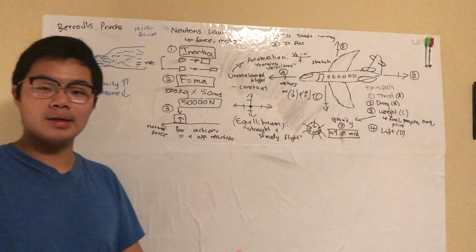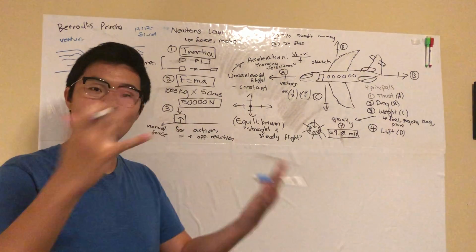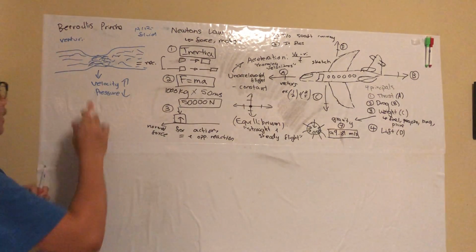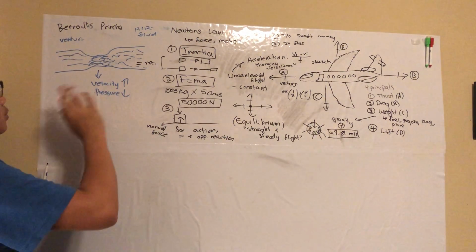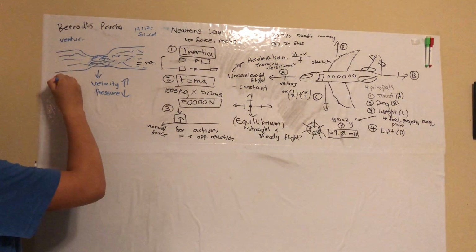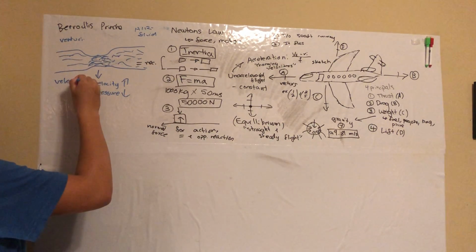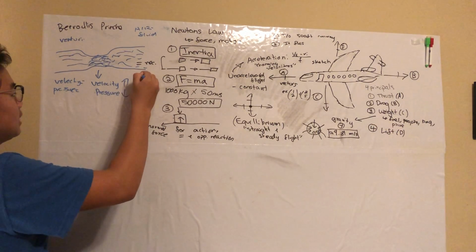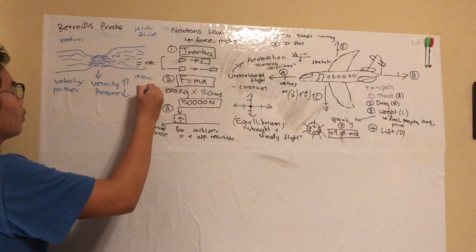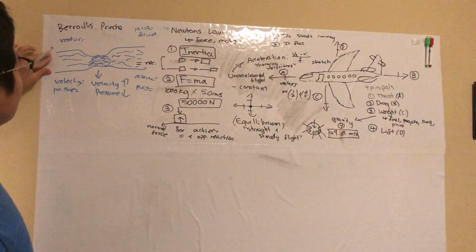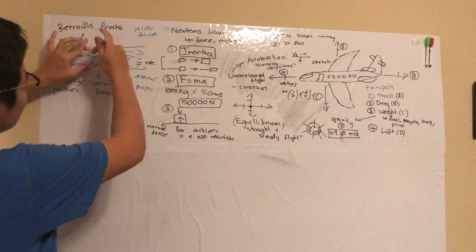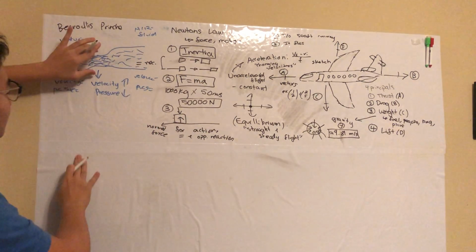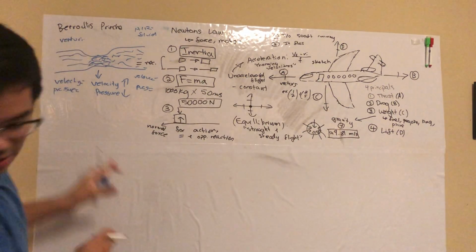And that is essentially the whole act of Bernoulli's principle, okay? So velocity here is equal and pressure here is equal to the velocity here and the pressure here. They're both equal. Now the changing velocity is when it gets smaller and smaller, okay? And when we get smaller, the velocity increases and the pressure decreases.